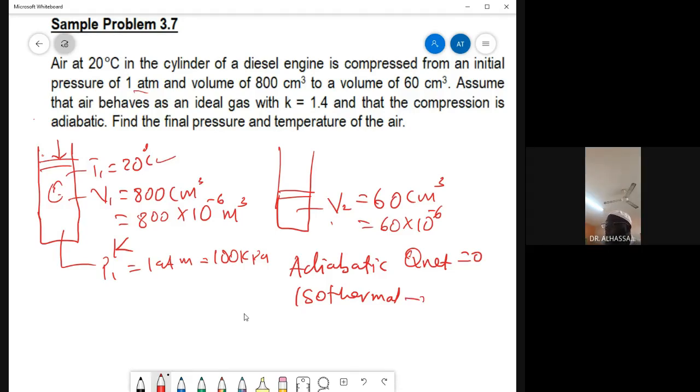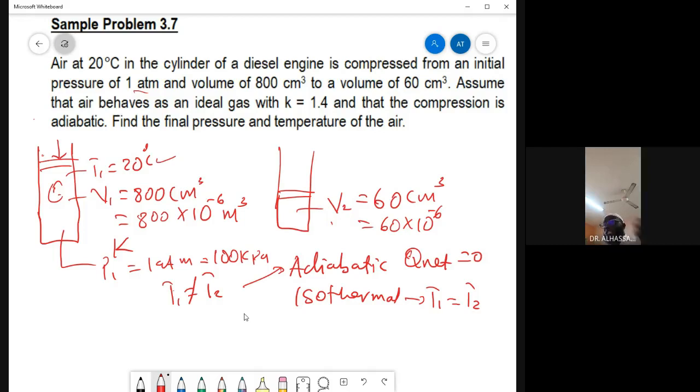You understand? Whereas for isothermal, it means T1 equals T2. So here, for the adiabatic situation, it does not mean that T1 equals T2. Don't say like this. This is not correct. Even though the fluid is being compressed adiabatically, temperature can increase. You understand me?